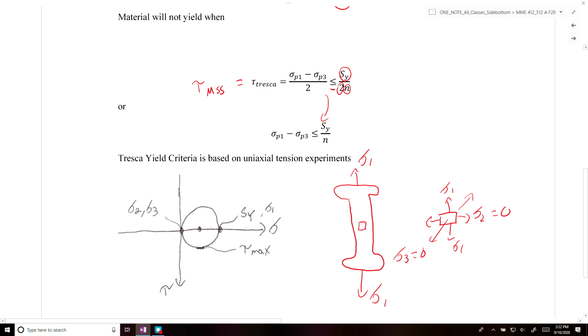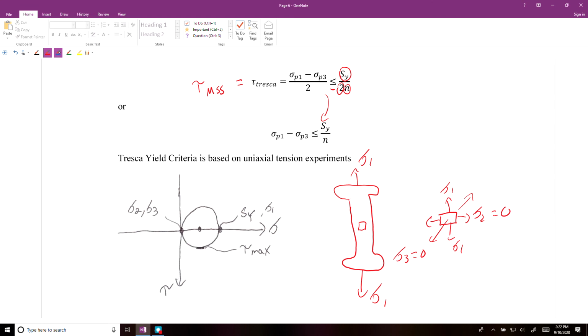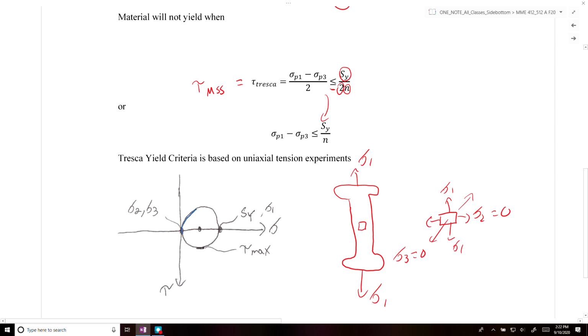So if we drew a Mohr circle for that case, we would end up having the following Mohr circle. Alright, and then the maximum shear stress in this case is equal to sigma 1 minus sigma 3 over 2, which in this case, when the part fails, sigma 1 is equal to Sy, or the yield strength.